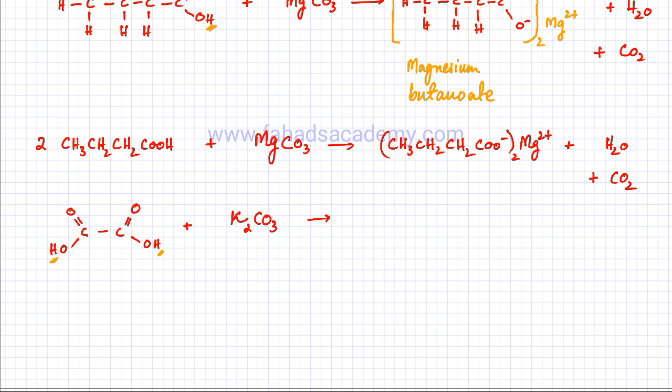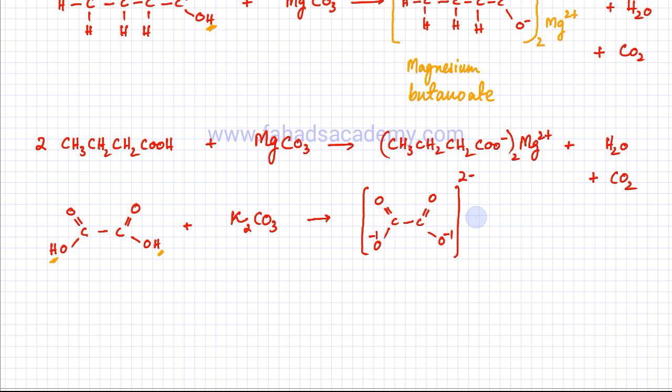This would be my ethane dioate ion. So it's O- and O-. So there's a -1 charge on both sides, and in total this ion is going to get a -2 charge, because it has lost 2 H+ ions.